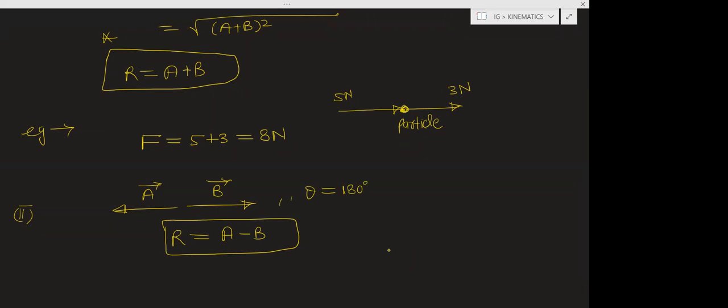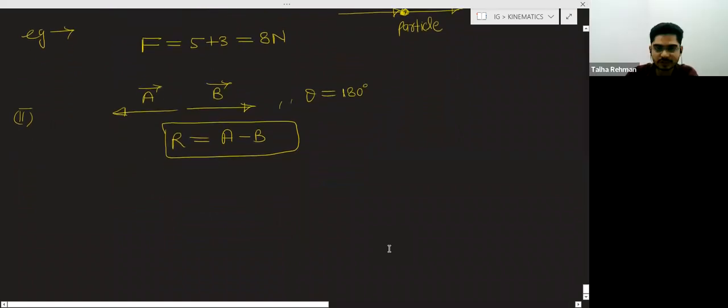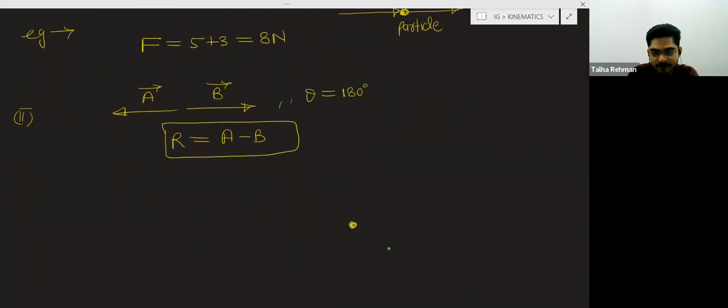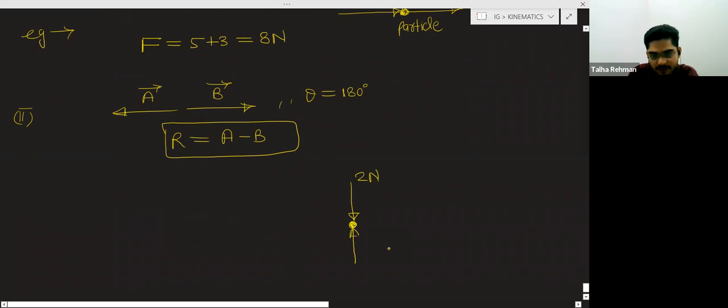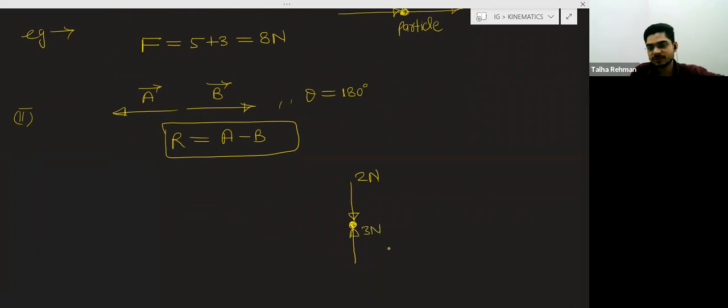Now, for example, this is any particle, and on this particle one force of 2 Newton is acting in this direction, and another force of 3 Newton is acting on this particle. Can you tell me what is the resultant force on this particle?